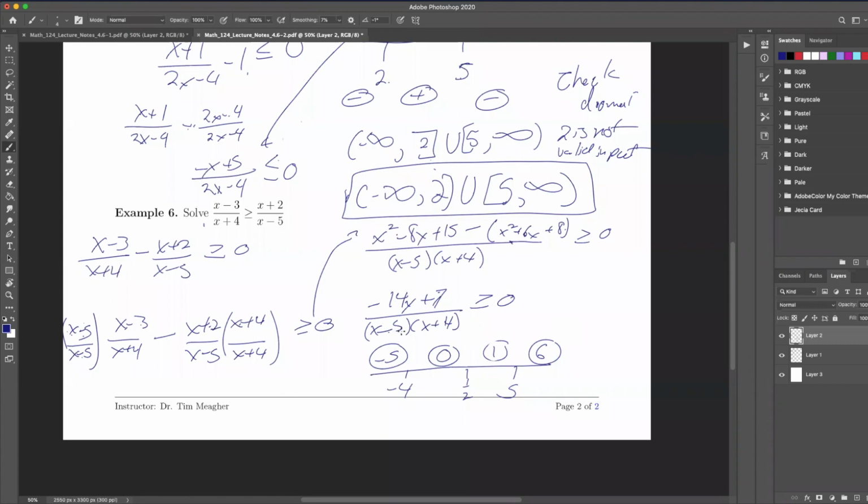Negative 5 times a negative is definitely negative. And then this is also definitely negative, but negative times negative. Let me actually type in the negative 5. Let me show you this. So minus 14 times minus 5 plus 7 all over minus 5 times minus 5 plus 4.